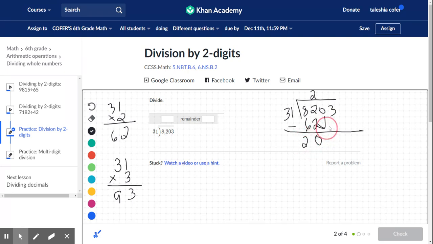I bring down my 0. Now I ask myself, how many times can 31 go into 200? I already know over here that 31 times 3 is 93. Let me see what 31 times 4 is. 4 times 1 is 4. 4 times 3 is 12. Okay, that's 124.